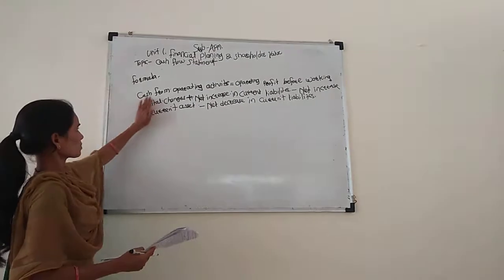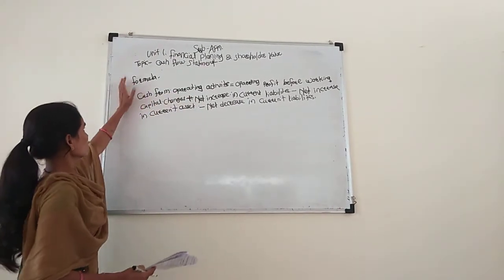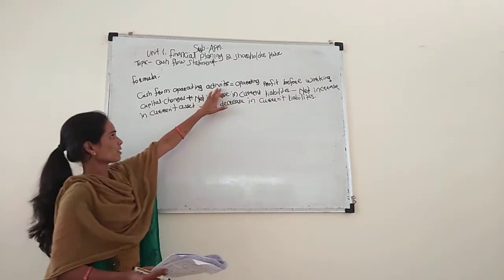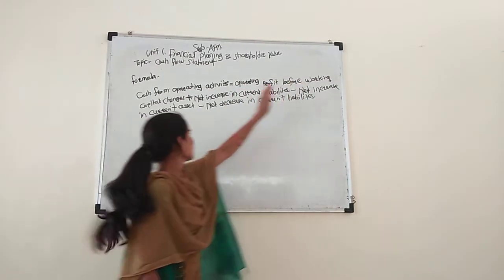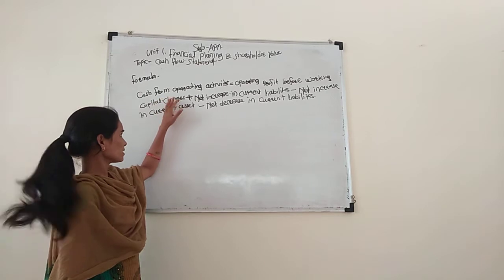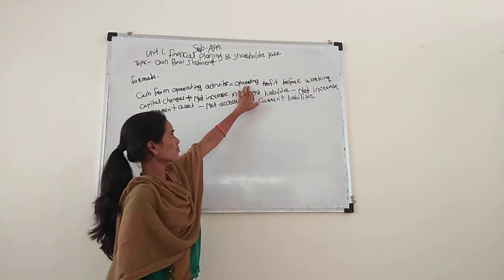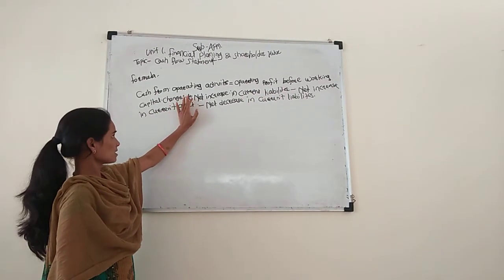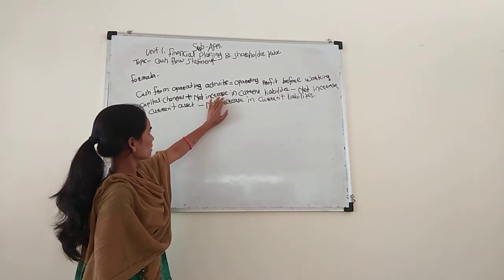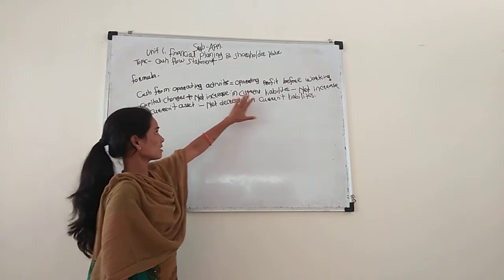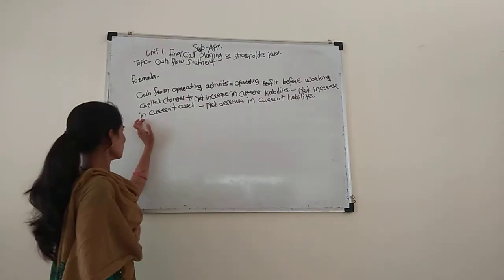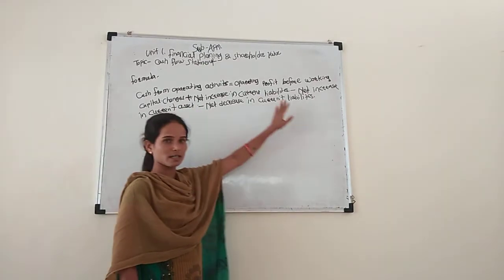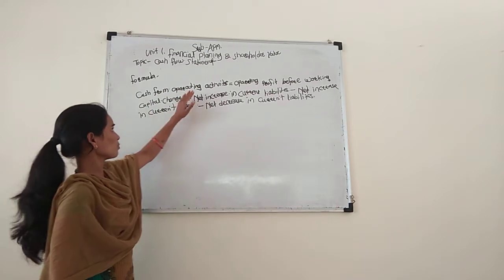So the formula for cash from operating activity is equal to operating profit before working capital changes, plus net increase in current liability, minus net increase in current asset, minus net decrease in current liability. This is the formula for cash from operating activity.